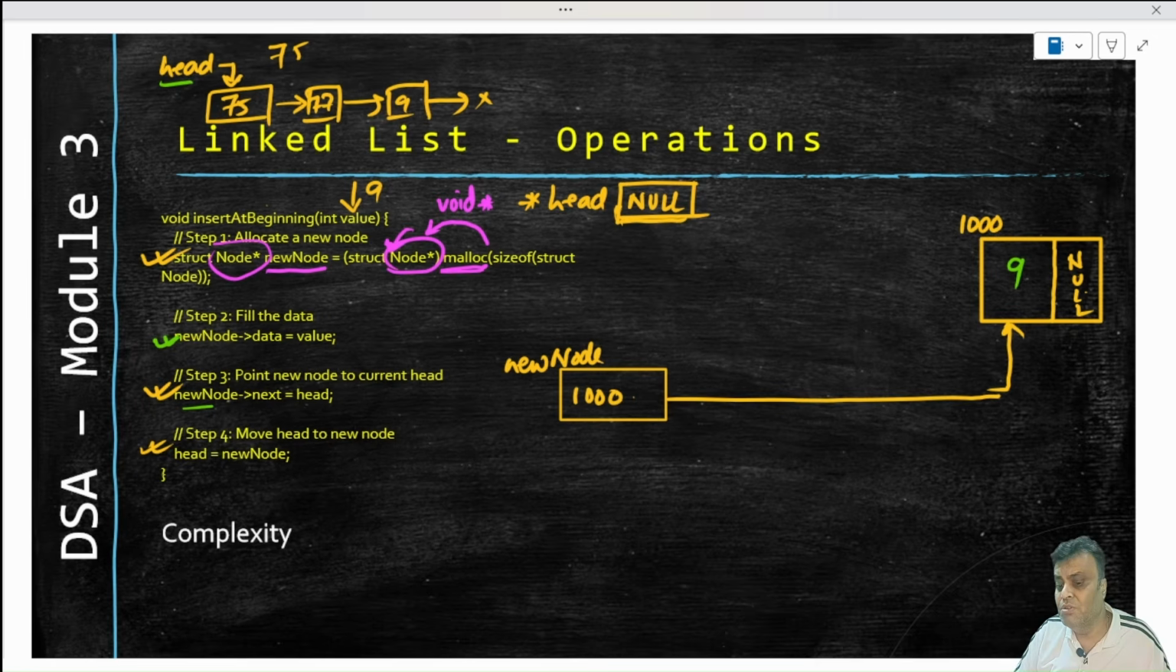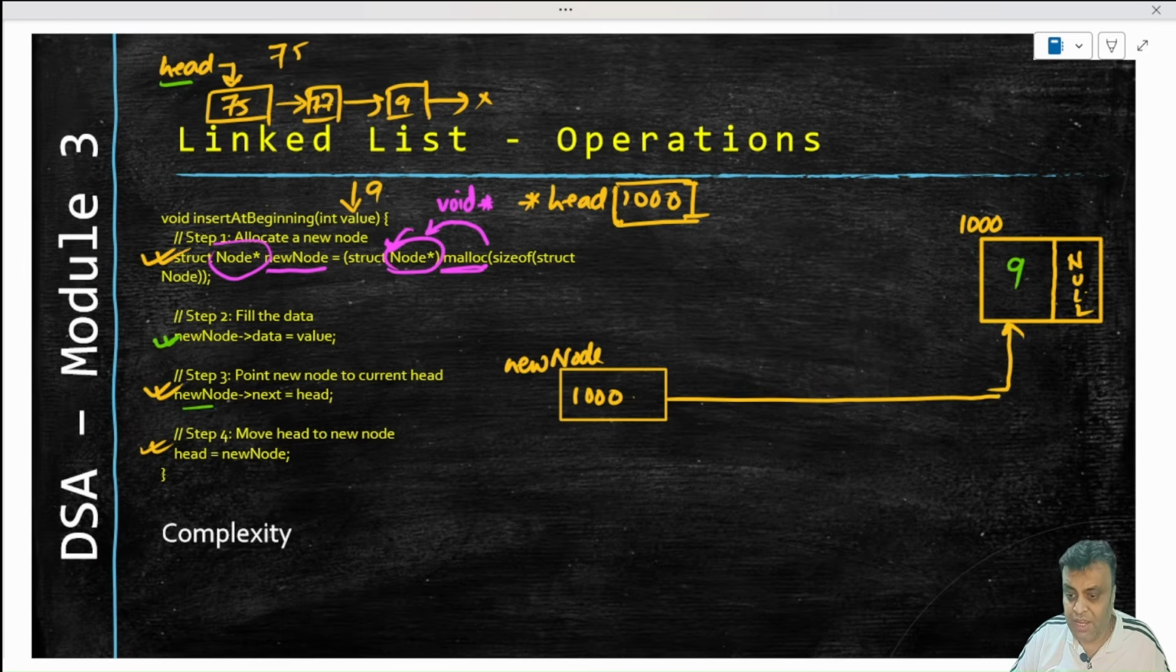Now, head equal to new node means what? Head equal to new node. New node is 1000. So head will no more contain null. It will contain 1000, because my new node contains 1000.